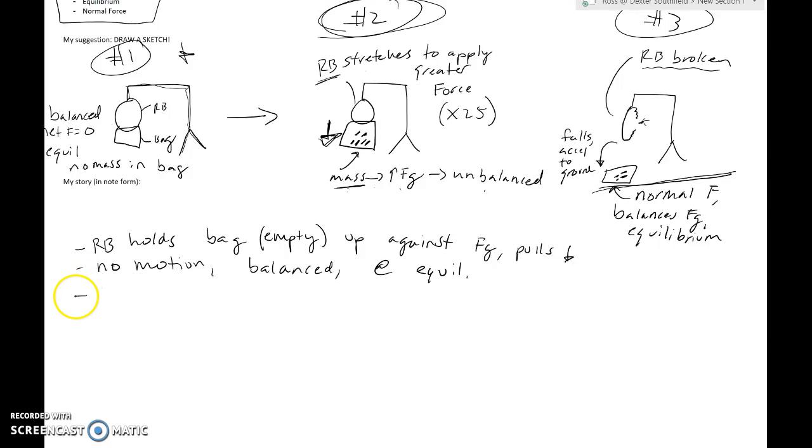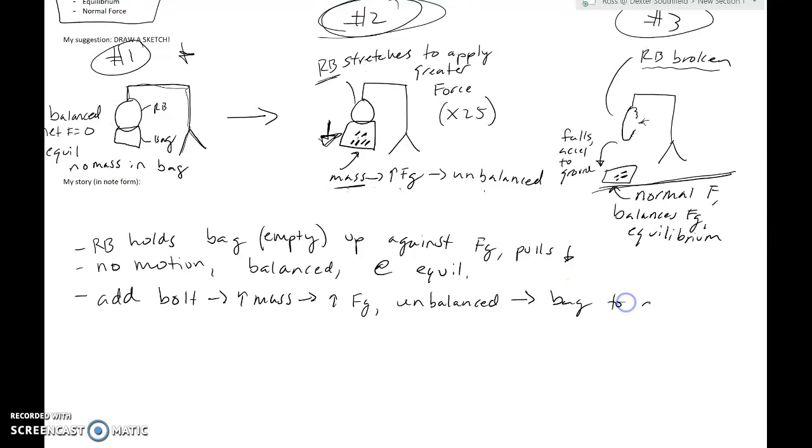So then we add a bolt, right? We start to add these black bolts into the bag here. So add a bolt, which leads to an increase of mass, which leads to an increase of force of gravity, which causes it to be unbalanced. And if it's unbalanced, that's going to cause the bag to accelerate, meaning move down.